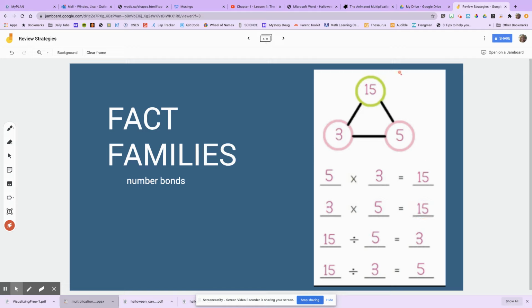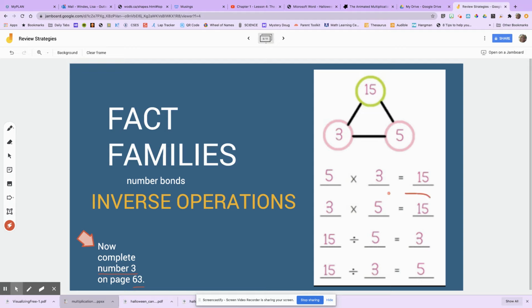But because these 3 numbers work together because they're inverse operations, we're going to keep going. We're going to keep thinking about this. So if we take these 3 numbers, they're also going to create our 2 division. So if we're not quite sure what 15 divided by 3 is, we could also go up here and say, well, I do know that 3 times 5 makes 15. So I can use the multiplication to fill in that missing piece for my division equation. Okay, so knowing your fact families or your number bonds can help you use those inverse operations.